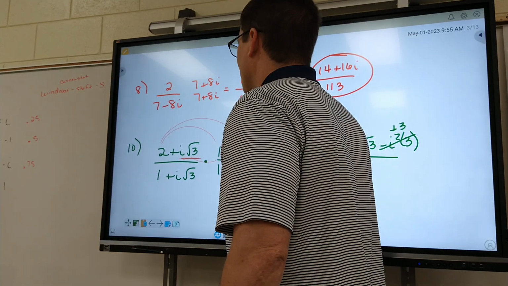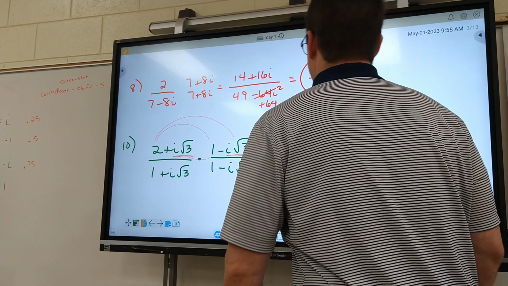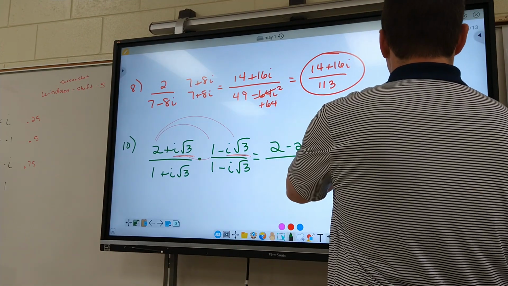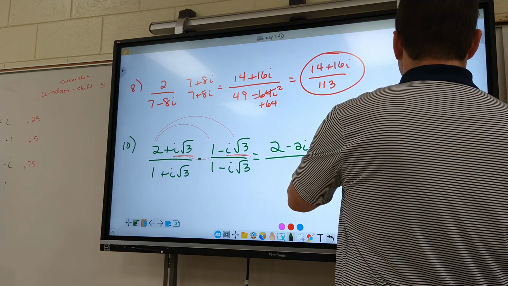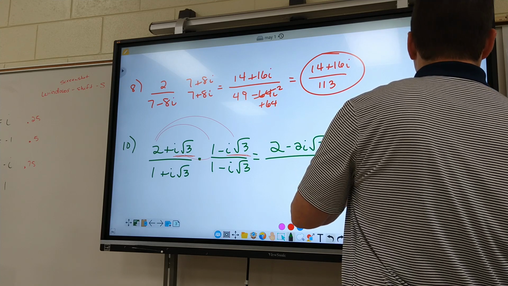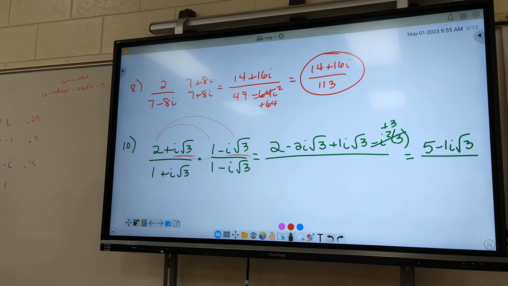That's just the top. Now the bottom's easy. So on top we've got 2 plus 3 is 5. Negative 2i plus 1i is a negative 1i root 3. All right, that's the top. Any questions on how we got any of those numbers on the top?